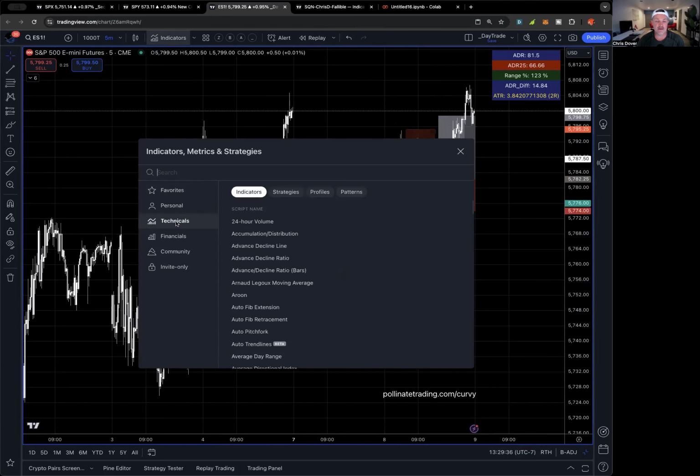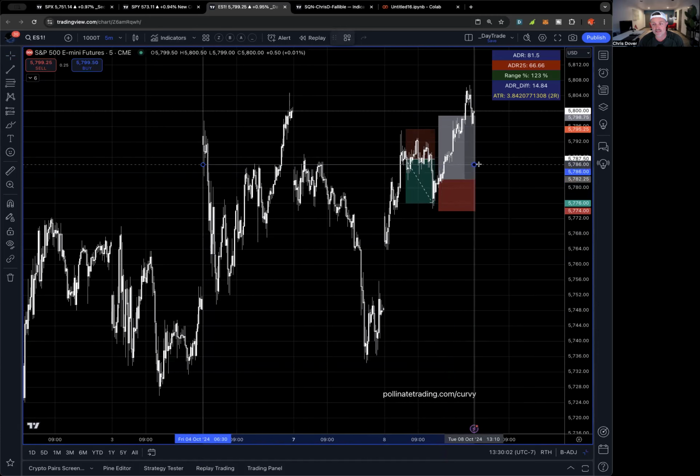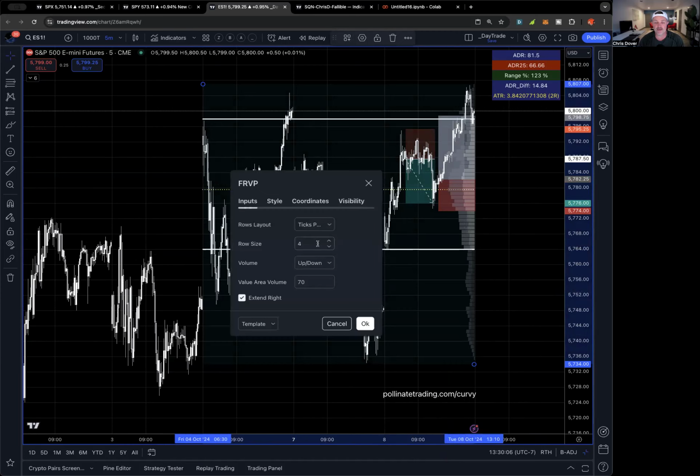I'm going to go to technicals, go to profiles. I don't know what version I have to make this happen. You may not have the version of TradingView for it, but this is how I do it. So I go to indicators, technicals, and then I go to fixed range volume profile. And what that does is that gives me a way to just draw the range that I want to see. So it's going to give me a volume profile of that range.